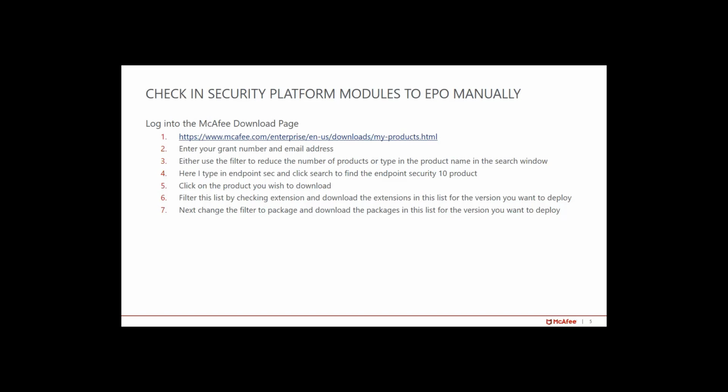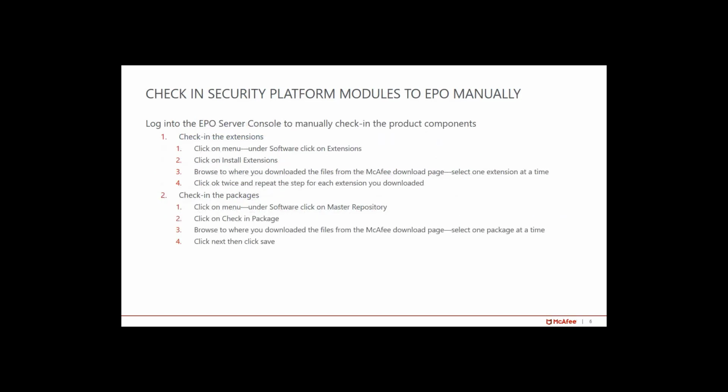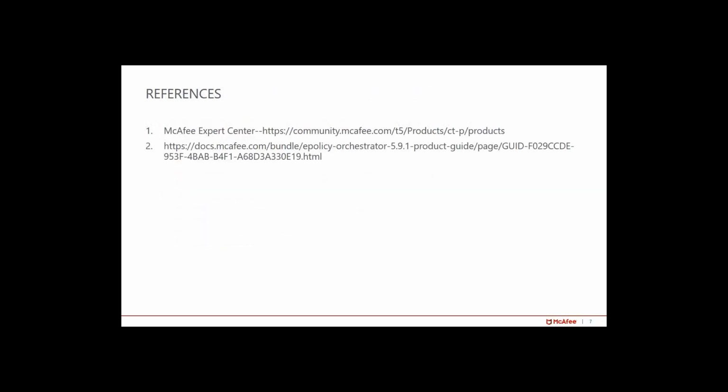In this architecture, we'll connect to the McAfee download page. You'll enter your grant number and email address. Once you get into that page, you'll locate the product that you want to work with and download. In this circumstance, we have to download the extensions and the packages in different places. Once you've done that, you will have the product checked in.